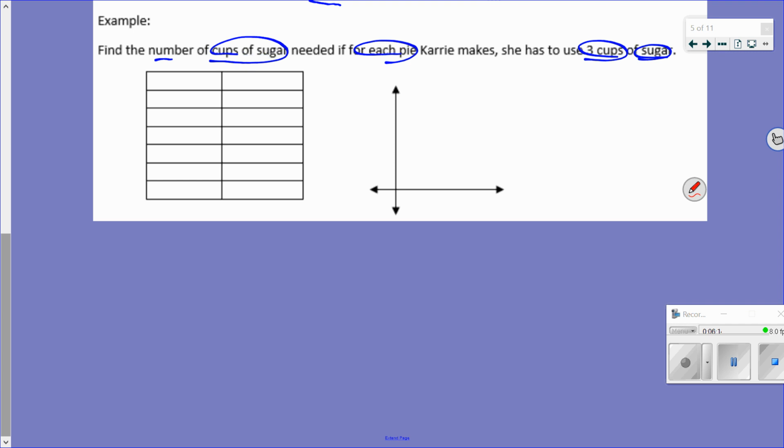So what is going to be the first part of my table? Michael? Label what? What is it? Yes, but what are the labels? Pies and sugar. In that order? Yes. Why did you put them in that order? Because it comes first in that order. What comes first?